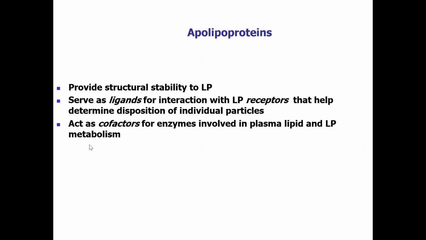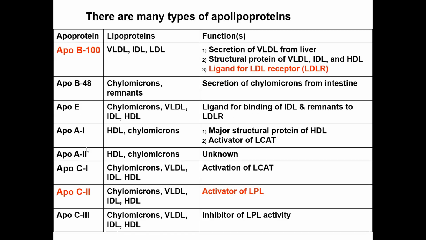Another function of these apolipoproteins is that they act as cofactors for enzymes involved in plasma lipid and lipoprotein metabolism. So these are the three major functions. First, the stability of the lipoproteins; second, they serve as a ligand for binding to receptors; and third, they act as coenzymes involved in plasma lipid and lipoprotein metabolism. There are so many types of apolipoproteins and they have different functions.